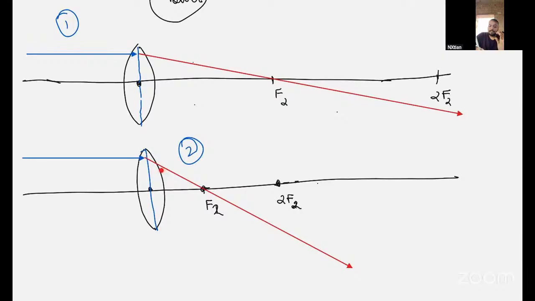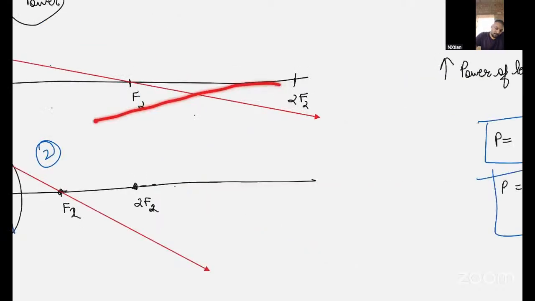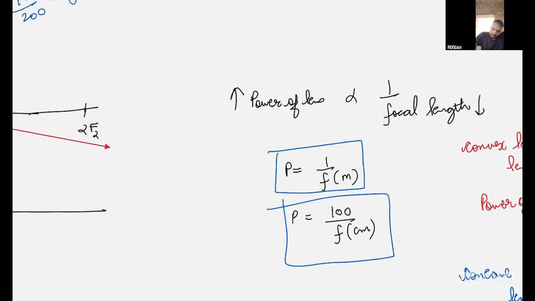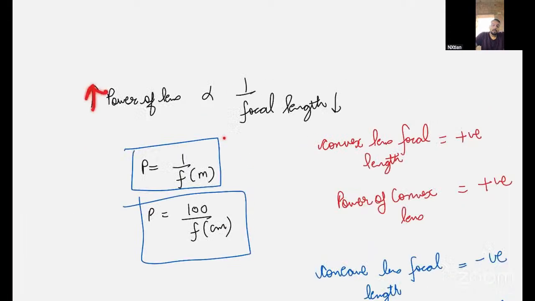So if, like in this case, the bending angle is less, it is taking lots of distance to bend, and here the bending is more. So more bending means more power. Are you getting my point? So in the same way, power of a lens is inversely proportional to the focal length. If less focal length is there, then more power is there. That is the main thing that we were talking about. Got it?